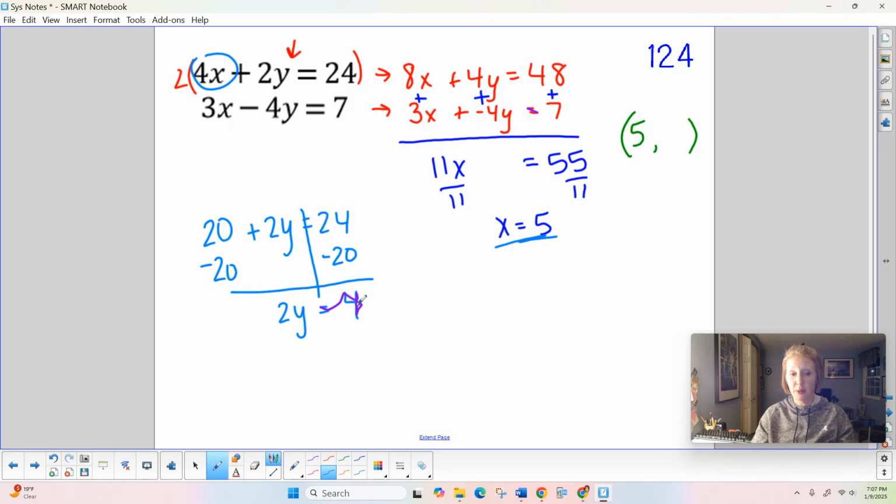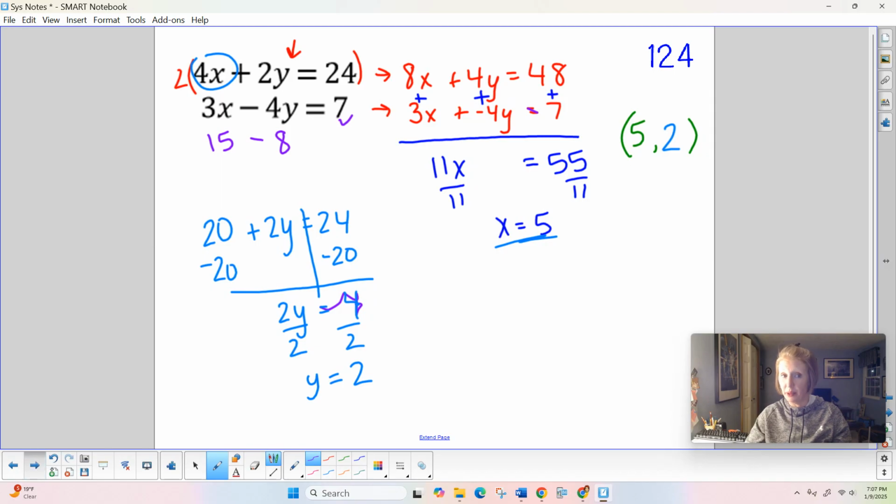And, again, random purple line. Divide both sides by 2 so that y then equals 2. Plop that in. Again, if I want to go to my calculator and double check this, I'm going to write it in here for you, but you can go to your calculator. 3 times 5 is 15, minus 4 times 2 is 8. 15 minus 8 is 7, so I know that it works. Okay, let's go and check out the next problem.